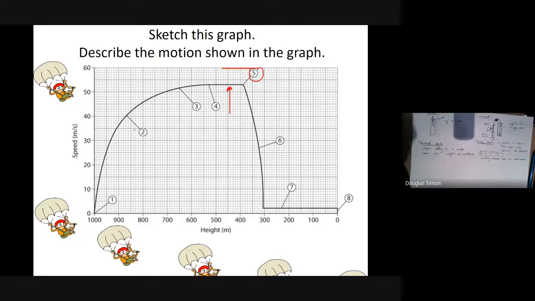Not sure, sir. So we've got an object. What force is pulling it down? It's the weight. What force is pointing up? It's air resistance or drag. Why will the air resistance increase between 1 and 4? What is causing it to increase?